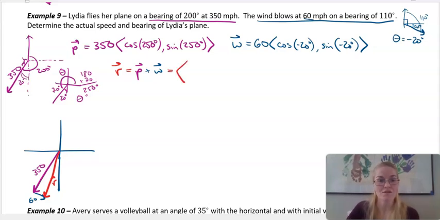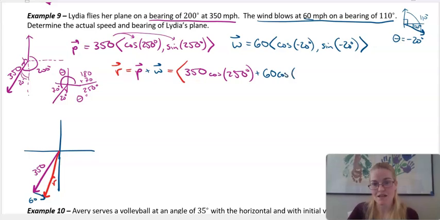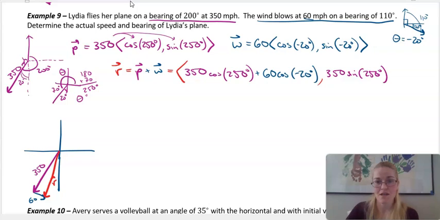In the horizontal component, you're going to have 350 times cosine of 250 degrees plus 60 times cosine of negative 20 degrees, comma. Now for the vertical, you are going to have 350 times sine of 250 degrees plus 60 times sine of negative 20 degrees. So that's what we have exactly.